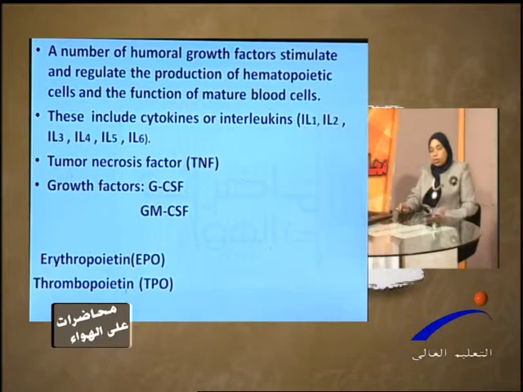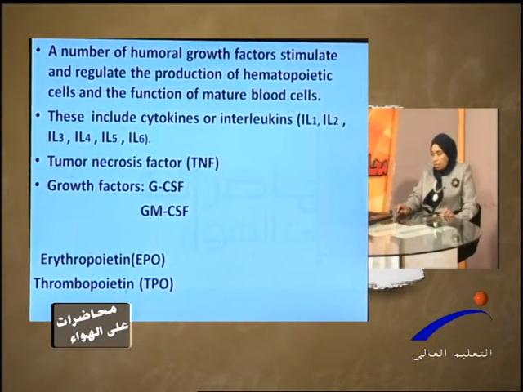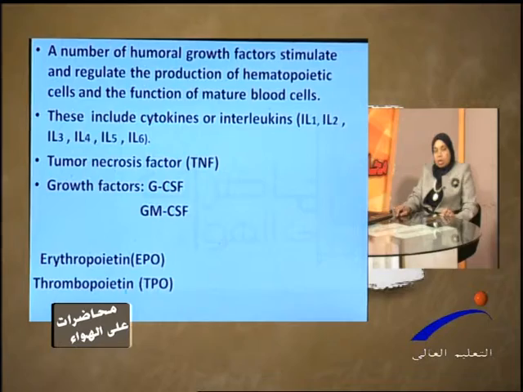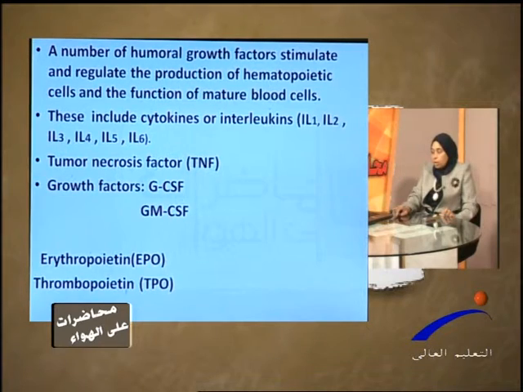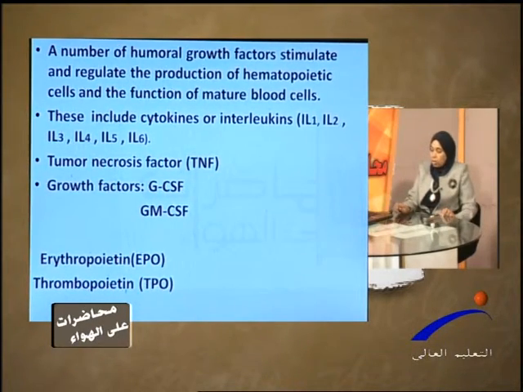What are the growth factors that regulate and act on hematopoiesis? These growth factors include cytokines like interleukin. We have several kinds of interleukin that act to stimulate hematopoiesis: interleukin 1, interleukin 2, interleukin 3, interleukin 4, interleukin 5, interleukin 6. Also, tumor necrosis factors act on hematopoiesis and stimulate hematopoiesis.